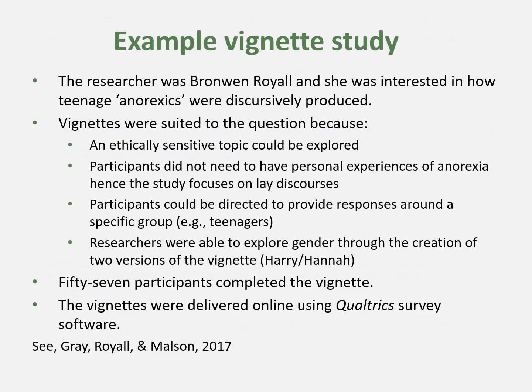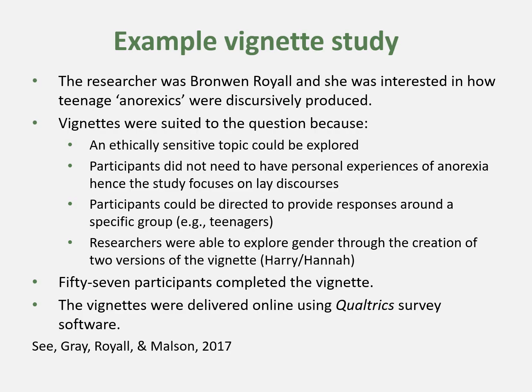And now we have an example of a vignette study. This one was focused on eating disorders and specifically teenage anorexics in inverted commas, conducted by a student researcher, Bronwyn Royal, who was supervised by Helen Mousen. Bronwyn used vignettes because it was a really ethically sensitive topic. It wouldn't be something that she could explore in other ways. She certainly couldn't conduct interviews with people with anorexia as an undergraduate student.